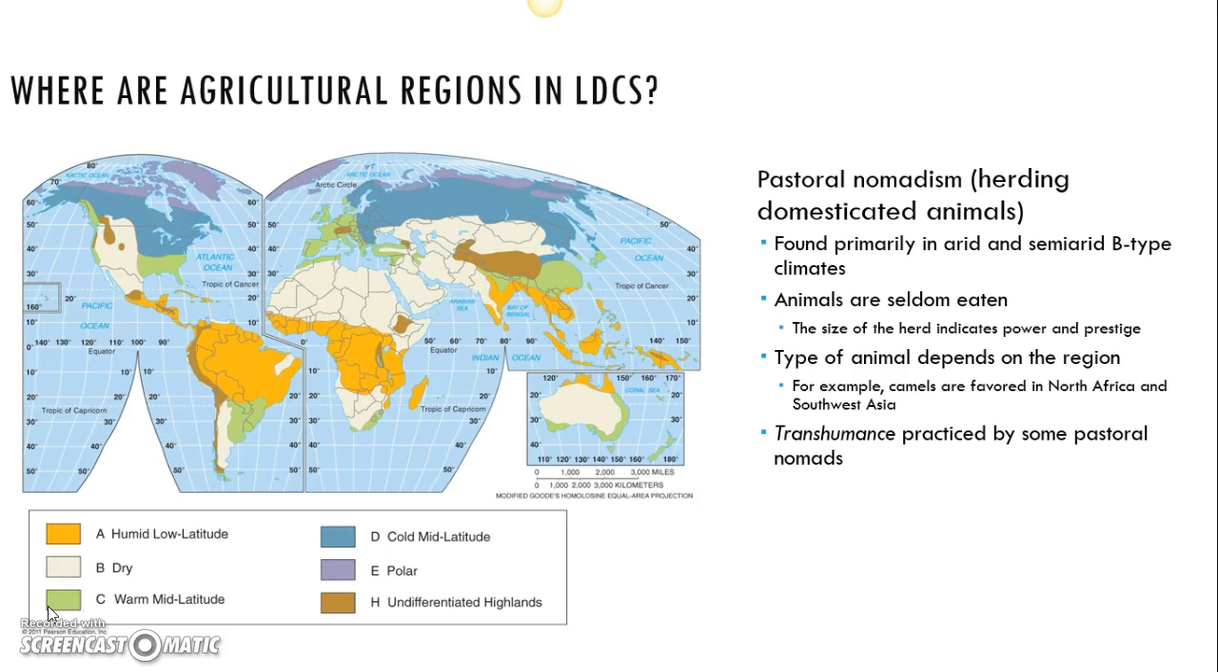So the type of animal you'll see will depend on which region we're talking about. So for example, if we're talking about North Africa or Southwest Asia, we might find camels. Okay, and then what you also see by some pastoral nomads are transhumanists. And transhumanists is just when you're moving from place to place, taking those herds with you, but it's across a broader region.